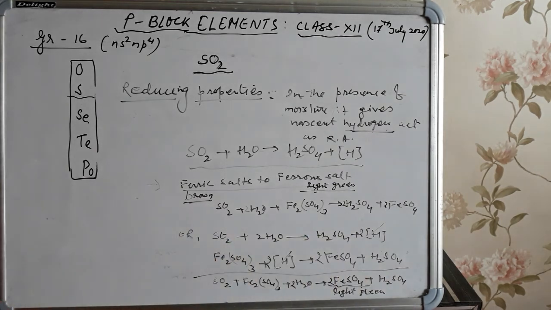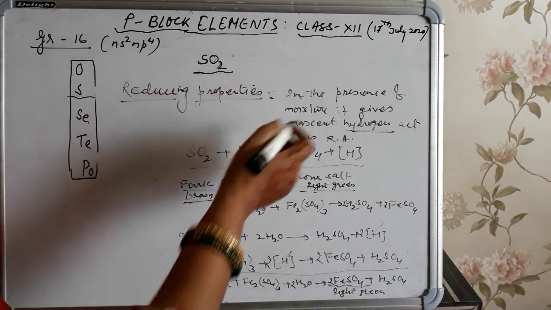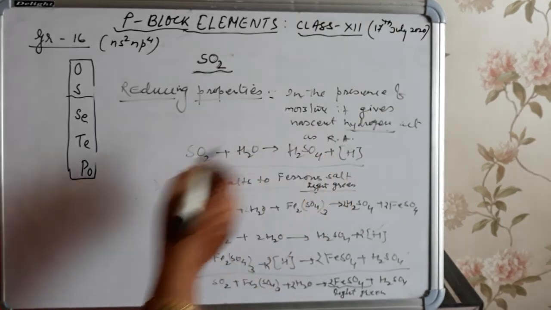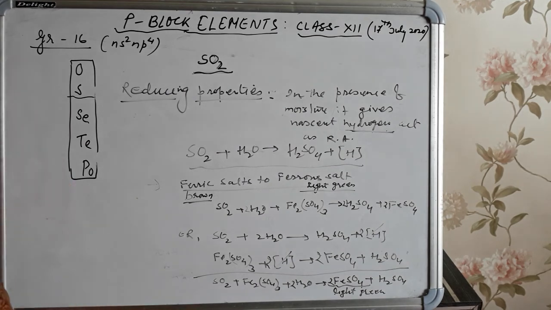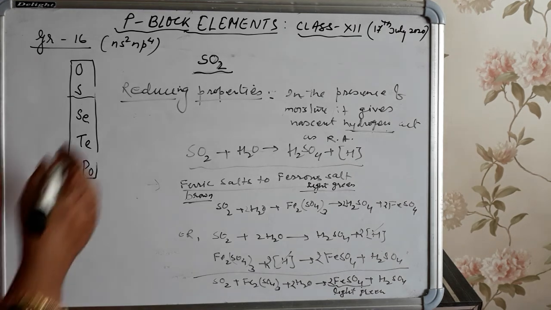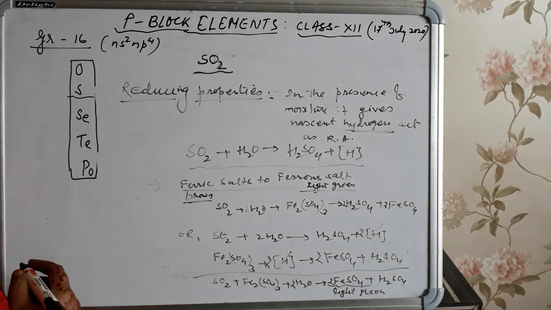So this is the reducing property. Ferric salt is reduced by sulfur dioxide, because in the presence of moisture it gives nascent hydrogen. Whatever reaction is given to you, try to complete it on the basis of this property. Suppose lead dioxide and sodium peroxide are reduced to the corresponding sulfate, or it decolorizes the pink color of acidified KMnO4, and acidified potassium dichromate solution becomes green due to the formation of chromic sulfate.